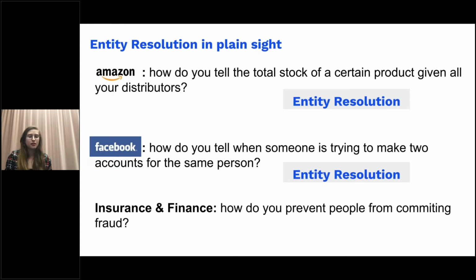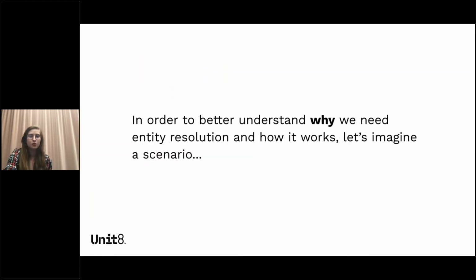If you want to expand it a little bit, we can look into a bigger domain. We can look at insurance and finance. And companies in this industry will have a big issue of trying to prevent people from committing fraud, trying to prevent people from having, let's say, multiple insurance policies, from taking multiple loans and things like that. And this is usually done with the help of entity resolution. But in order to better understand why we need this and how does it actually work, let's imagine a scenario and delve a little bit into details.